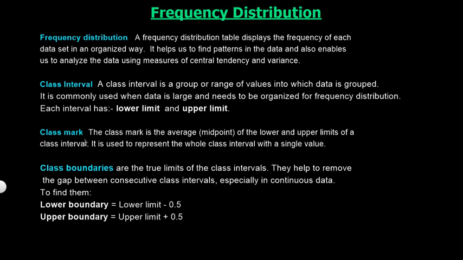For frequency distribution, basically, a frequency distribution table is a table that displays the frequency of each data set in an organized way. So it always comes in form of a table. We have it for grouped data and ungrouped data. The table shows the data set, that is the score you are dealing with. It shows the frequency, and it can also show something like cumulative frequency, class boundary, as the case may be.